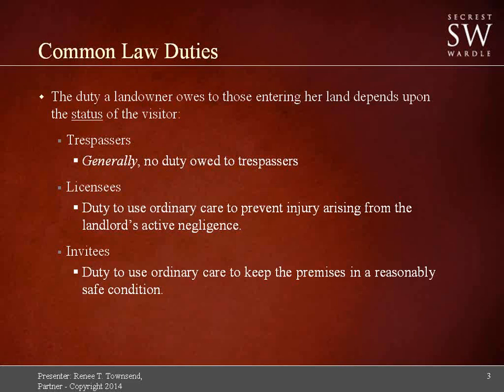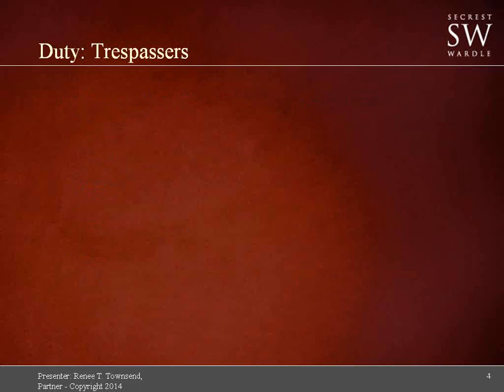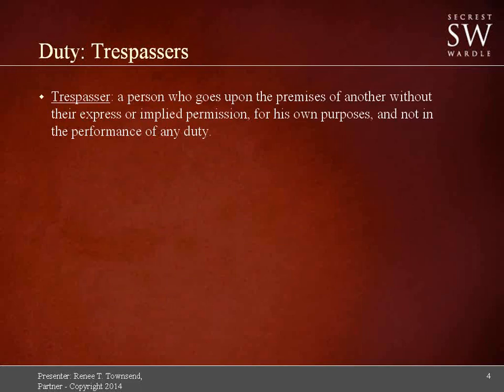But what does this all mean? Let's examine each of those duties a little more closely. What is a trespasser? A trespasser is a person who goes upon the premises of another without their express or implied permission for his own purposes and not in the performance of any duty. Under most circumstances, landowners have no duty to keep their premises safe for trespassers. That means there's no duty to warn of any dangers, even if they are known to the landowner and could not be known to the trespasser, and no duty to make the premises safe.